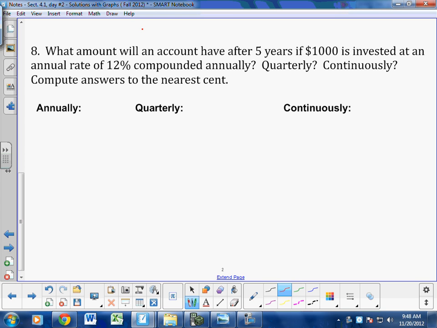Here we go. Annual. A equals 1,000 times 1 plus, what's the rate? 0.12 divided by 1, right? Once a year, raise it to the 5 times 1. You guys understand all the numbers, where they come from? Okay, compute that, what do you get?